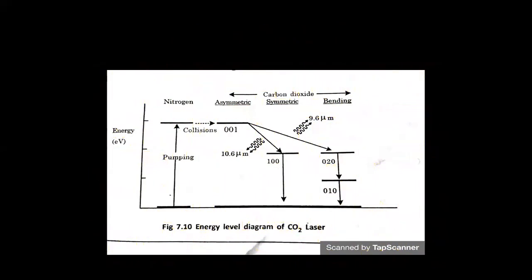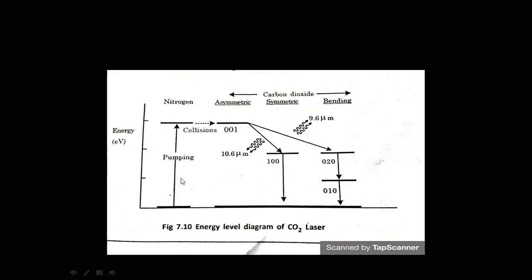Now we come to the most important part. First of all, the molecules are in the ground state. We excite the molecules into the excited state by means of the electrical discharge method. The electrical discharge method is nothing but making electrons react with the nitrogen molecules in the ground state to move into the excited state. This process is called pumping. So, by means of pumping, we can achieve population inversion.